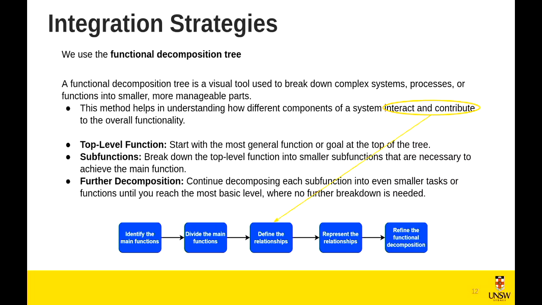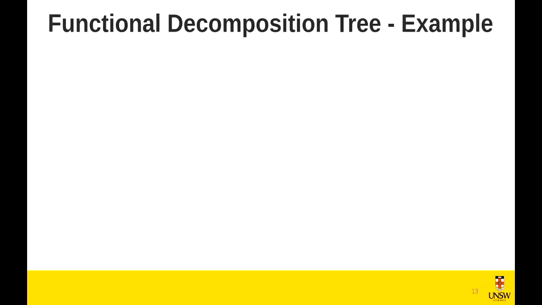As you can see here, the key of the functional decomposition tree is to identify how different components interact with each other, so we need to define the relationships. And sometimes, if needed, we may need to have more than one layer in the tree. I see some of you look quite confused, so let's have a quick look at an example of a functional decomposition tree.